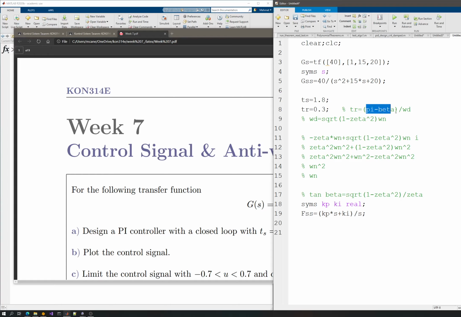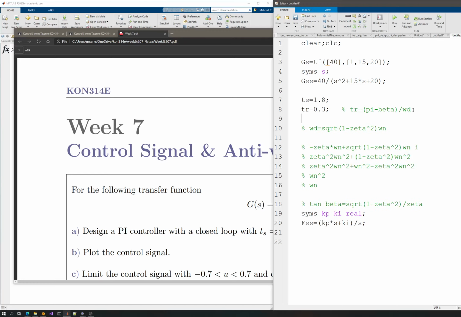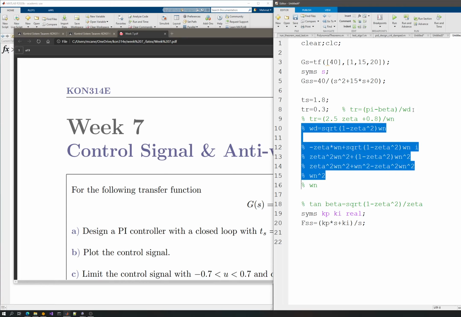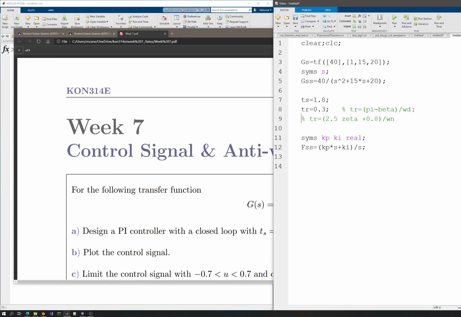There's also a different formula for this, which makes things much easier. And as far as I remember, there are two different formulas, but I will give you the simple one. There's also a second order formula. This is the first order formula. You can use 2.5 times zeta plus 0.8, and you can divide this whole thing by omega n. So this is the relation there. You can use whichever you want, it depends on you, but they will give almost the same result. You can check it later.